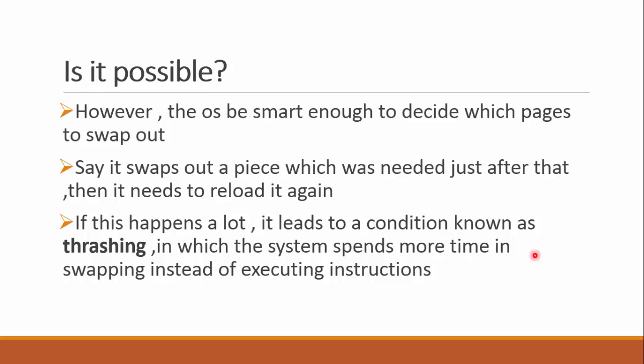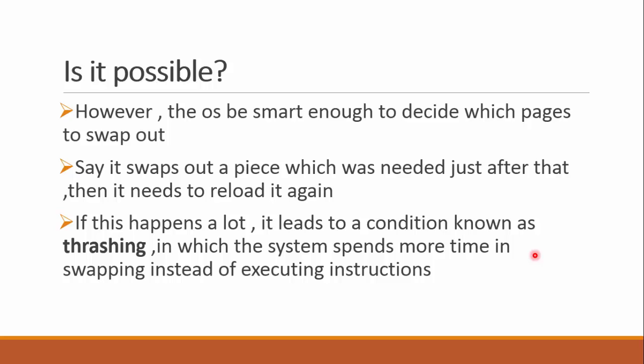So now this is where the OS comes in. It needs to be smart to do the swapping of which pages it requires, and the swapping should be smart. That's the only way efficient working can be guaranteed. Say it swaps out a page which was needed just after that, so another page fault and another reading operation will be done. So this is bad. It needs to be smart.